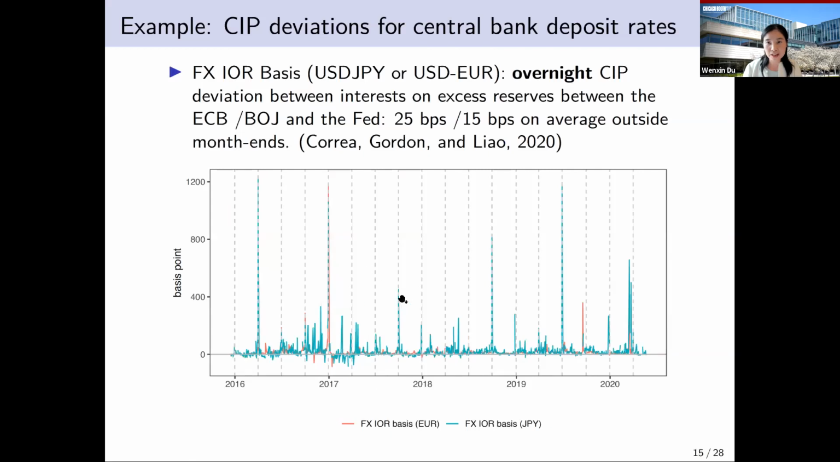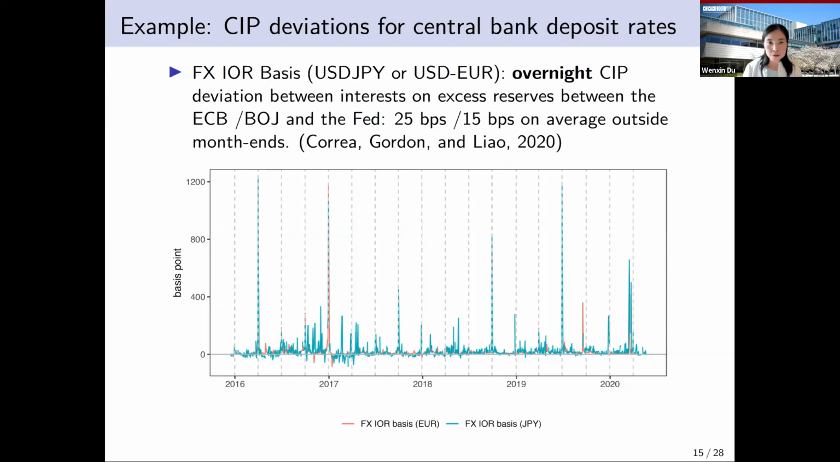And this is to say, if you have the patience to do that overnight calculation, you can see the difference between the swapped ECB rate minus the IOER paid by the Fed, shown in the red, and the swapped BOJ deposit rate minus the IOER paid by the Fed, shown in the blue. They're largely positive, on average 25 basis points, or 15 basis points for the euro.